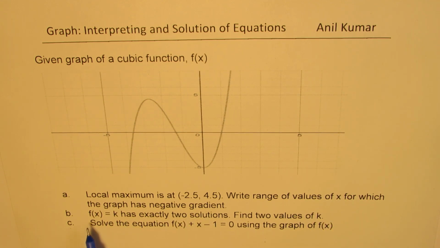B. f of x is equal to k has exactly two solutions. Find two values of k. C. Solve the equation f of x plus x minus 1 equals 0 using the graph of f of x. You can always pause the video, answer the question, and then look into my suggestions.